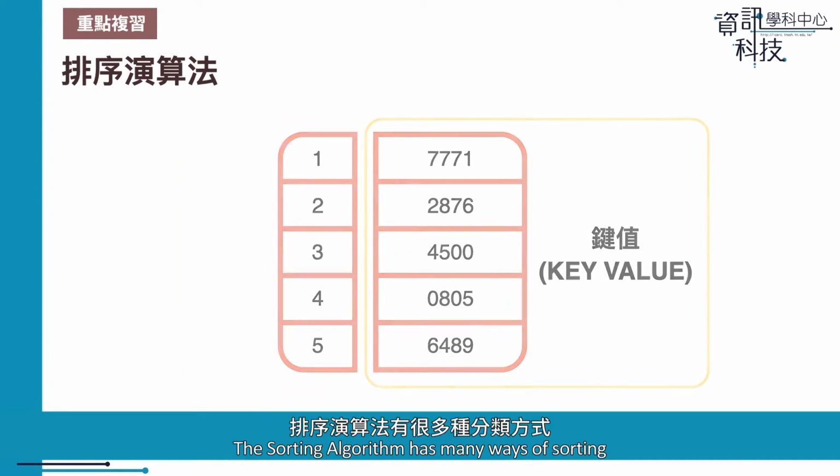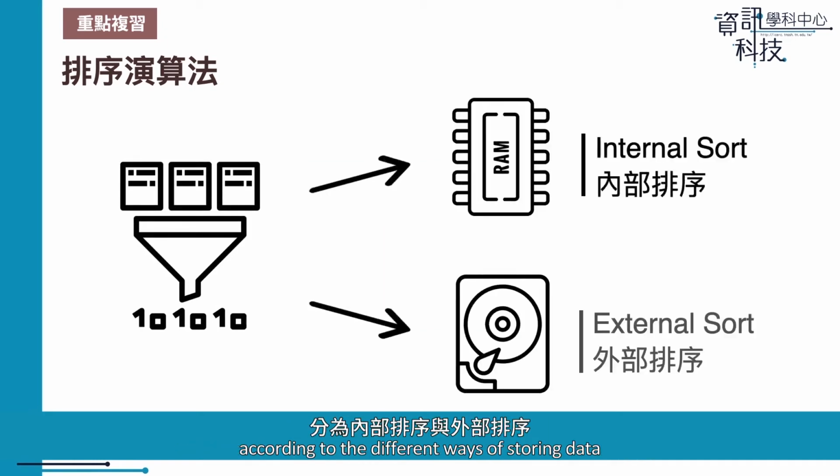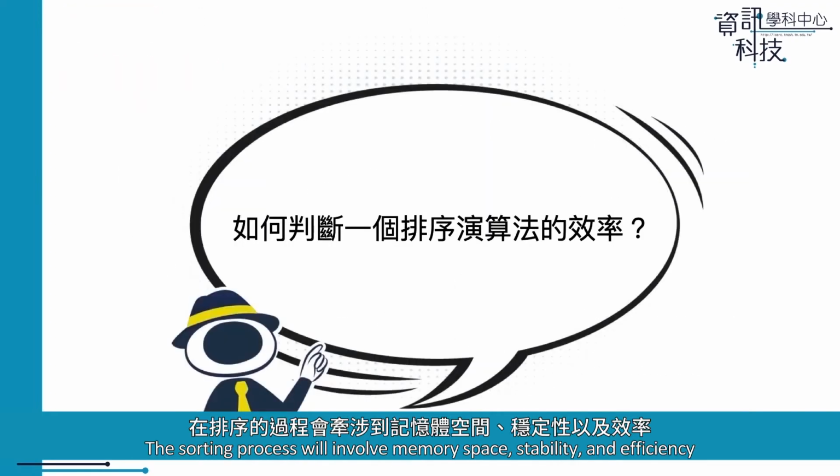The sorting algorithm has many ways of sorting, which can be divided into internal sorting and external sorting according to the different ways of storing data. The sorting process will involve memory space, stability, and efficiency.